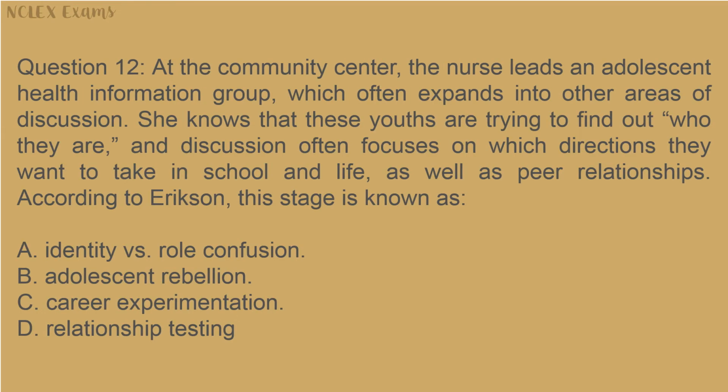Question 12. At the community center, the nurse leads an adolescent health information group, which often expands into other areas of discussion. She knows that these youths are trying to find out who they are, and discussion often focuses on which directions they want to take in school and life, as well as peer relationships. According to Erikson, this stage is known as A. Identity versus role confusion. B. Adolescent rebellion. C. Career experimentation. D. Relationship testing.